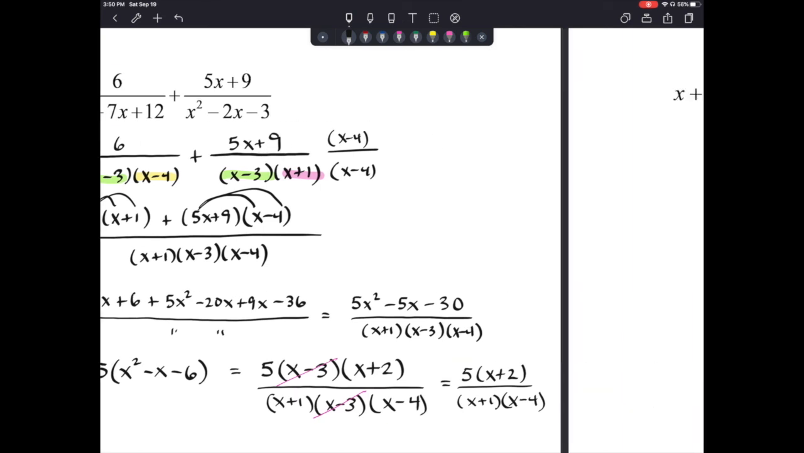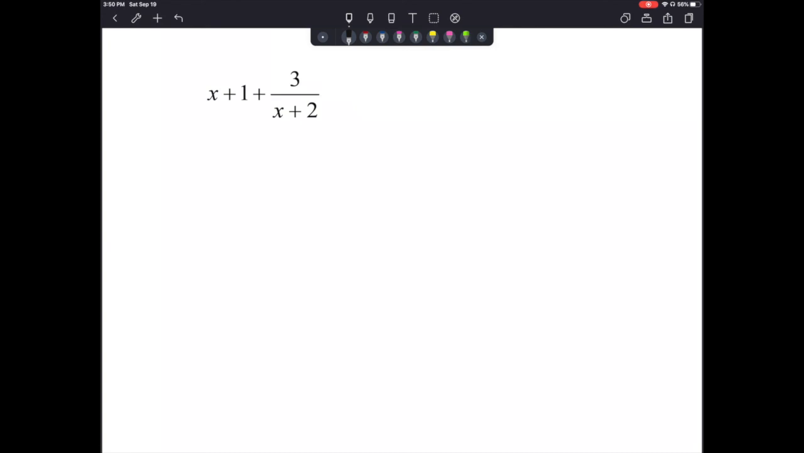All right, so I think this is the last one, and we'll try to get through as quickly as we can. This one can be a little tricky, so I want you to make sure you're paying attention. Remember, this one is different than if you had, say, x plus 1 plus the quantity of 3 over x plus 2. These are different.